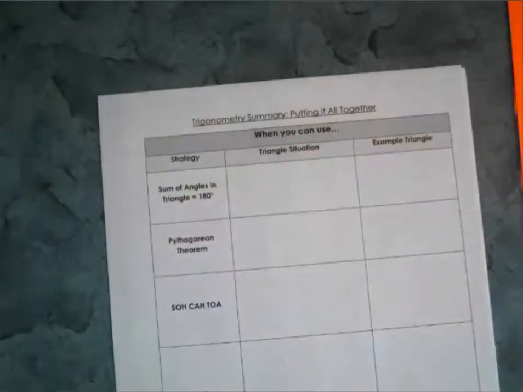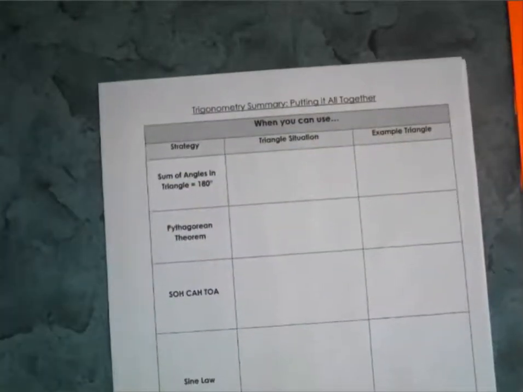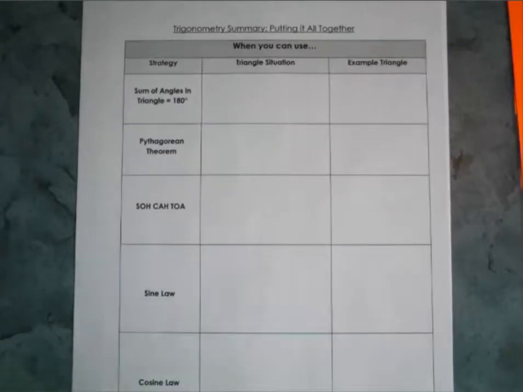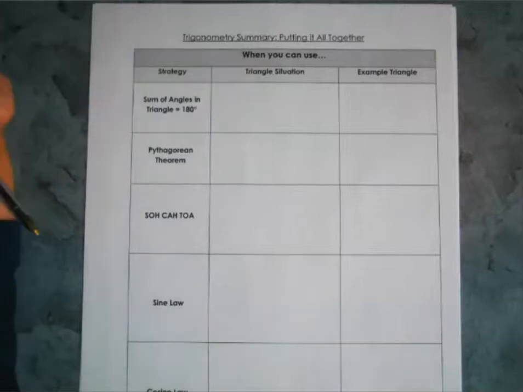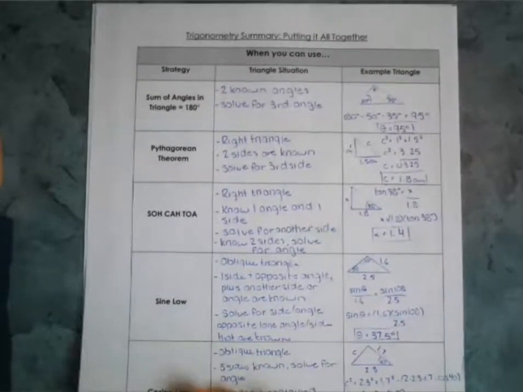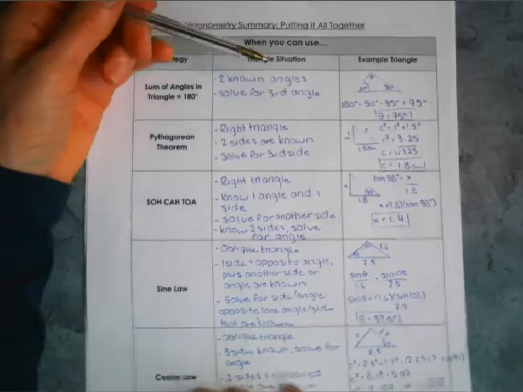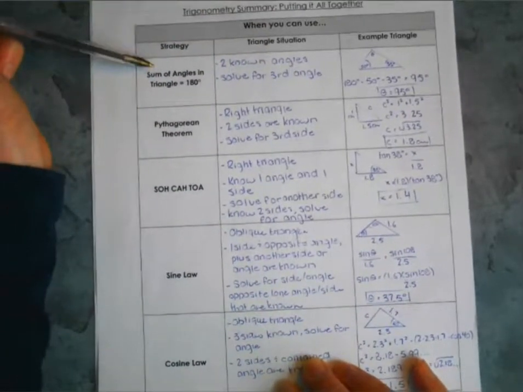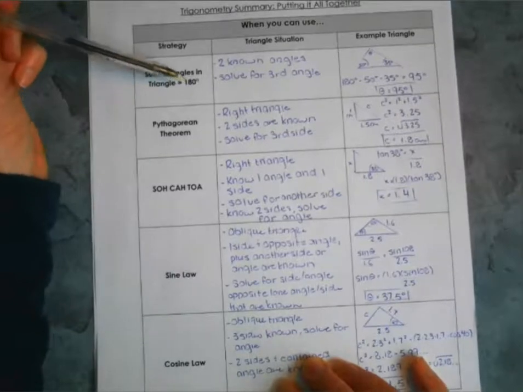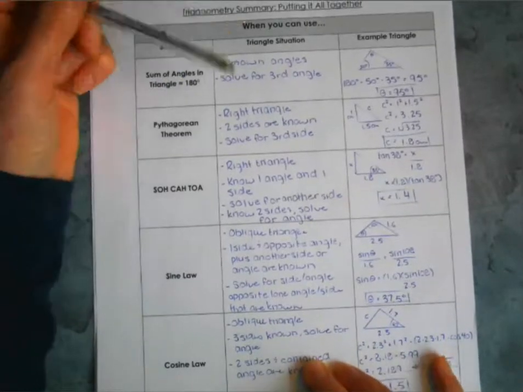Now, before I wrap up today, I'm just going to really quickly go over this review chart that I made up for you guys. Basically with this review chart, it's talking about some different strategies we've looked at and when you can use them. I'm not actually going to make you sit through me writing it all out, so I'm just going to go over the one that's in the filled in notes that are available online. So the first one is sum of angles in a triangle equal 180. And we just used that in the last example, right?